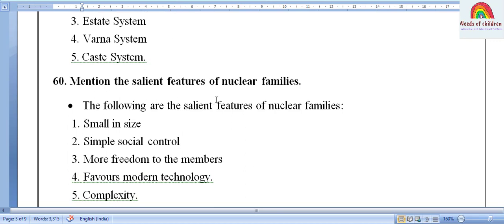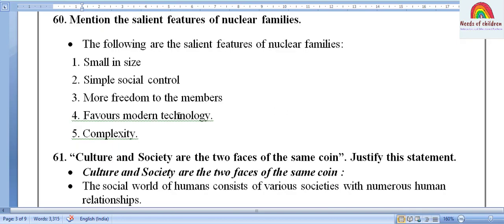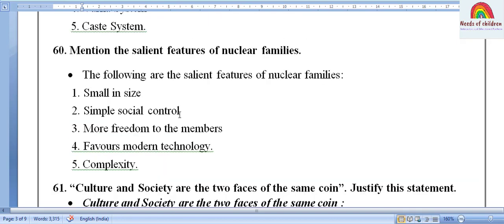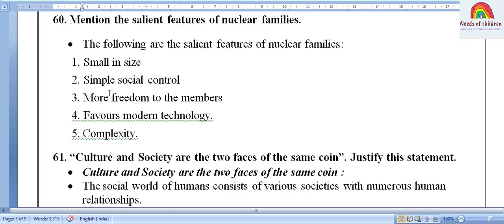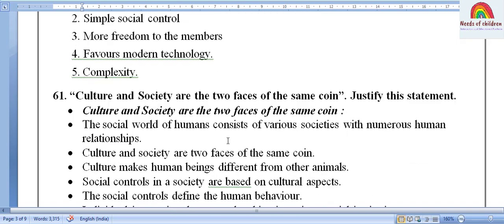Mention the salient features of nuclear family. So this is the question from 9th standard sociology, the lesson called family. So the following are the salient features of nuclear families: small in size, simple social control, more freedom to the members, favor modern technology, complexity. So next, move on to the question.